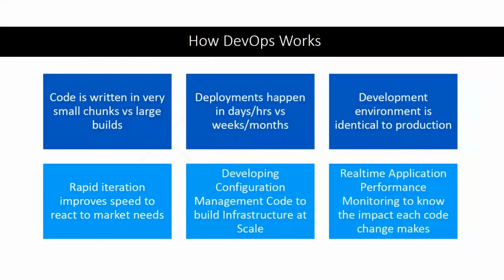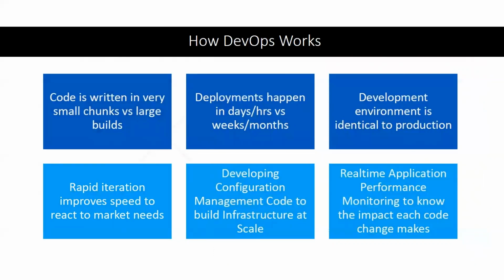How DevOps basically works? DevOps starts from the development. When we get the requirement, the code, we start writing the code. So code is written in very small chunks instead of the large builds. Then code is getting tested and we deploy it into the production.